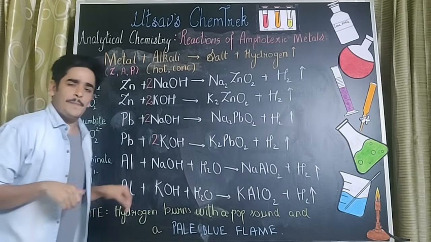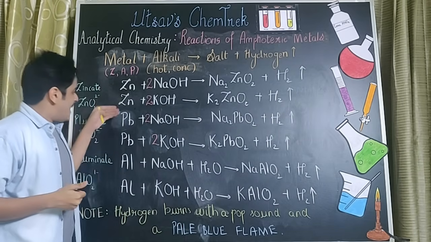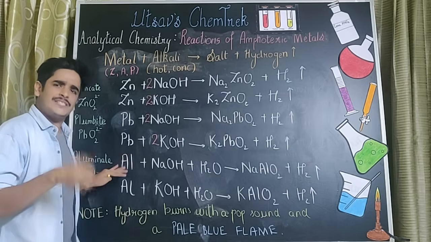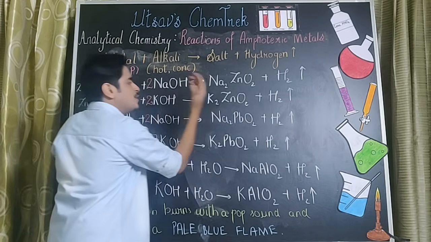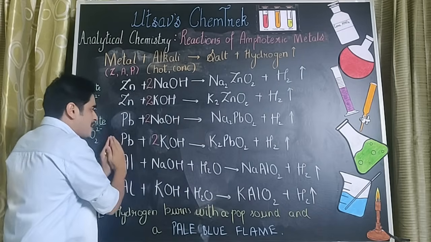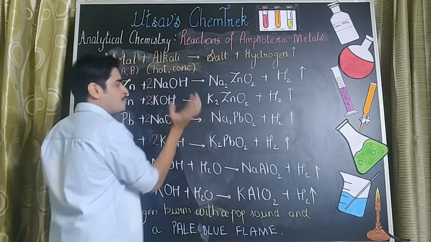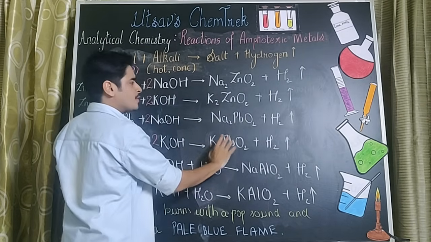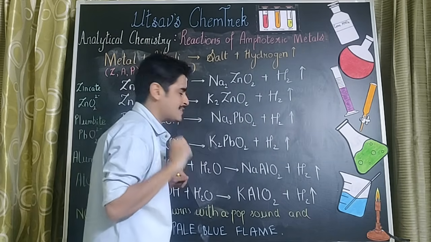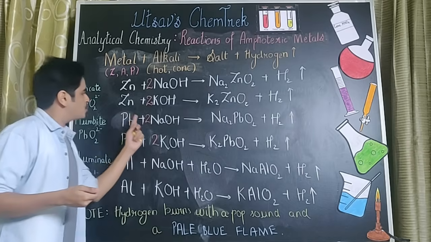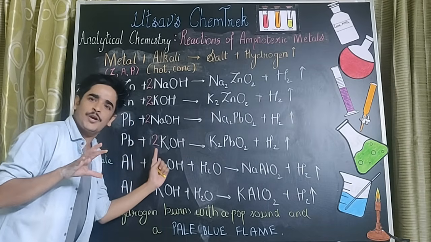Now similarly, please understand that lead and aluminium undergo very similar kinds of reactions. Lead reacts with sodium hydroxide to give me sodium plumbite, and lead reacts with potassium hydroxide to give me potassium plumbite. Both of them will liberate hydrogen, which is a diatomic gas. For balancing, we have 2 of NaOH and 2 of KOH.